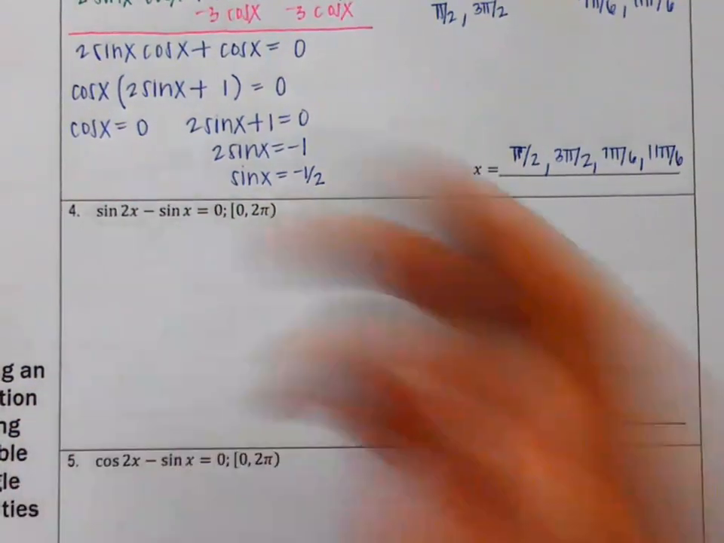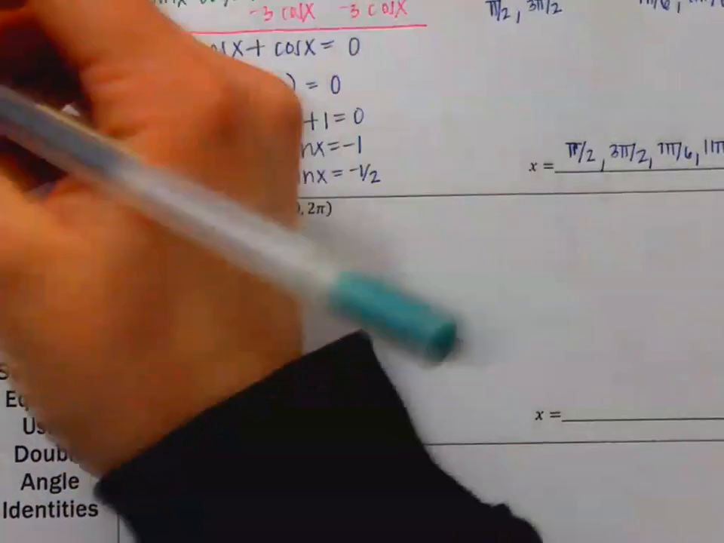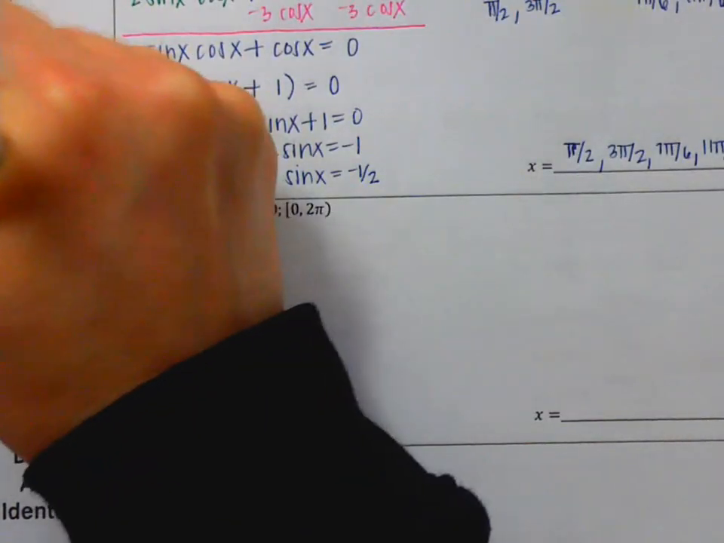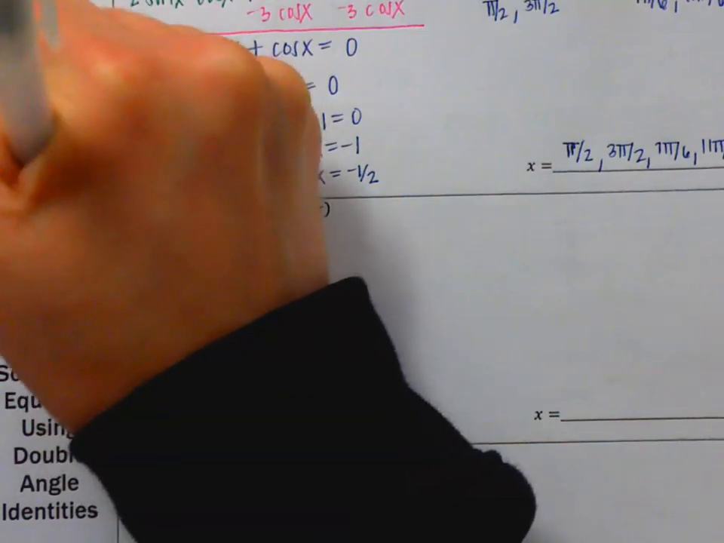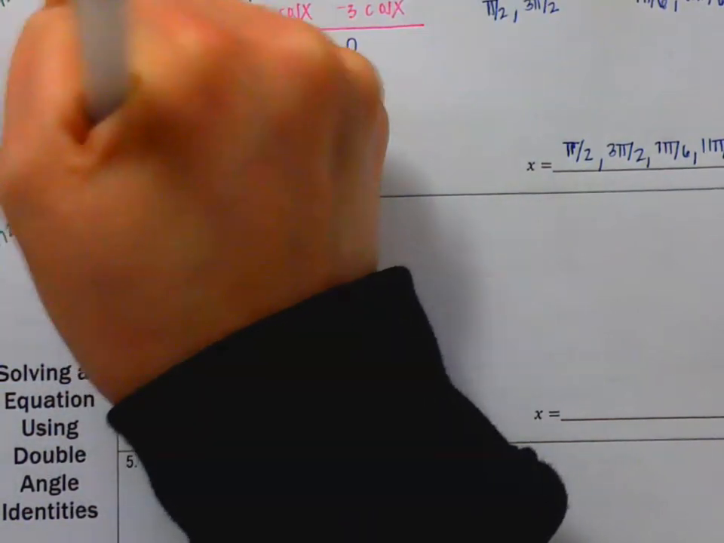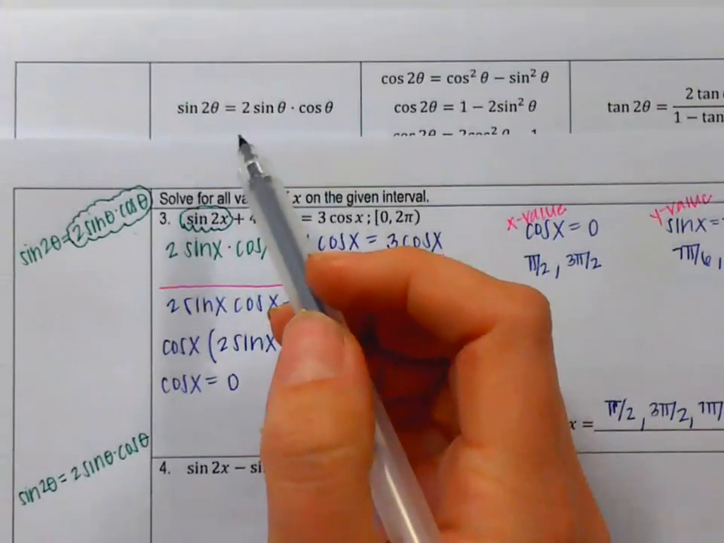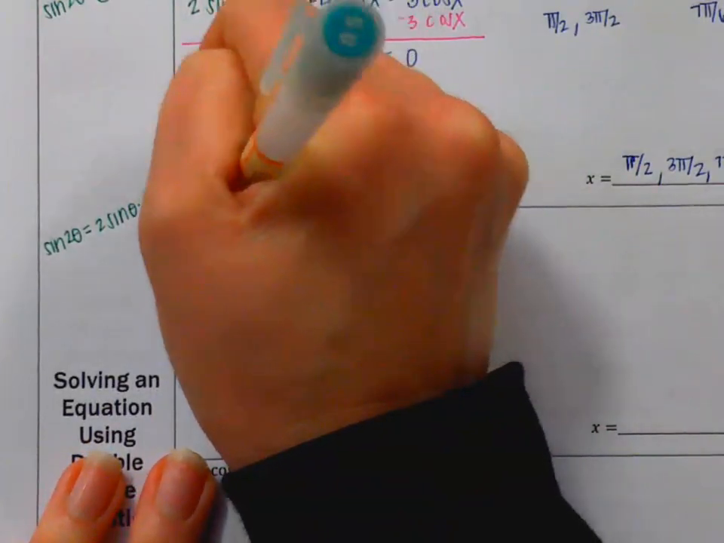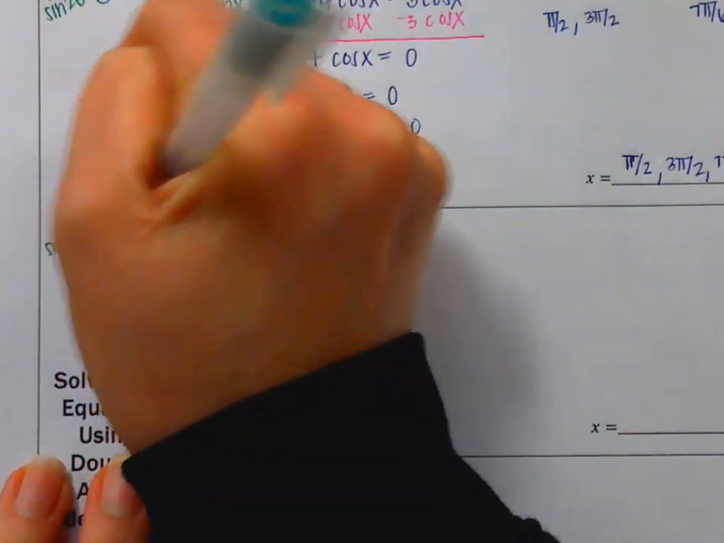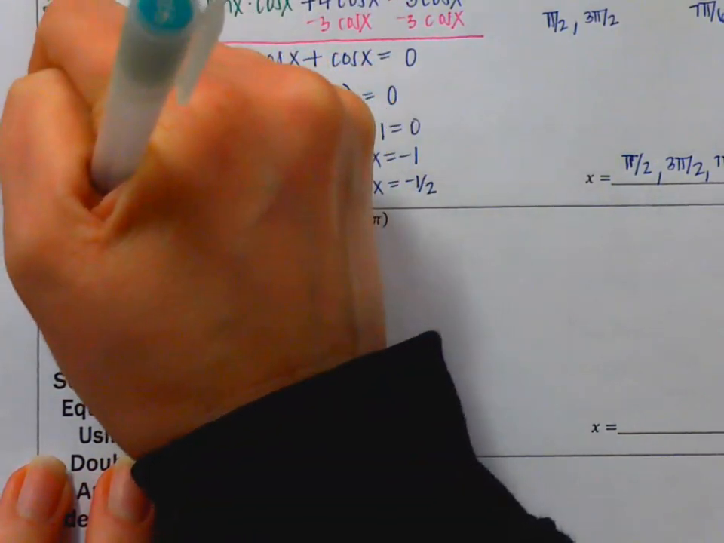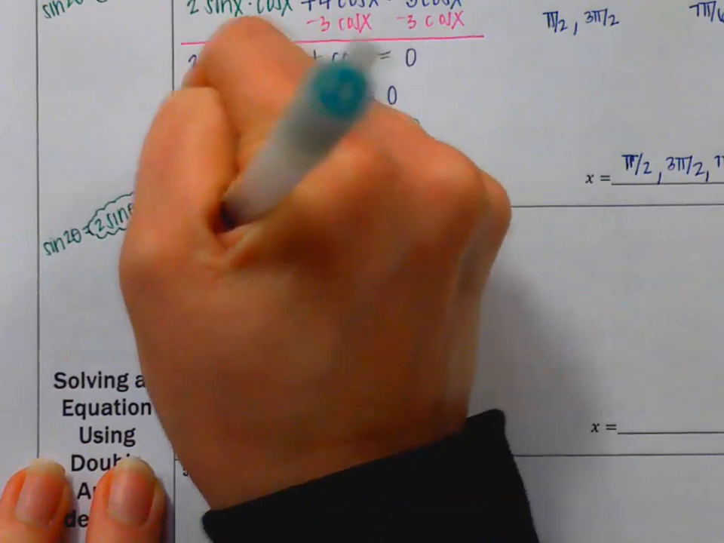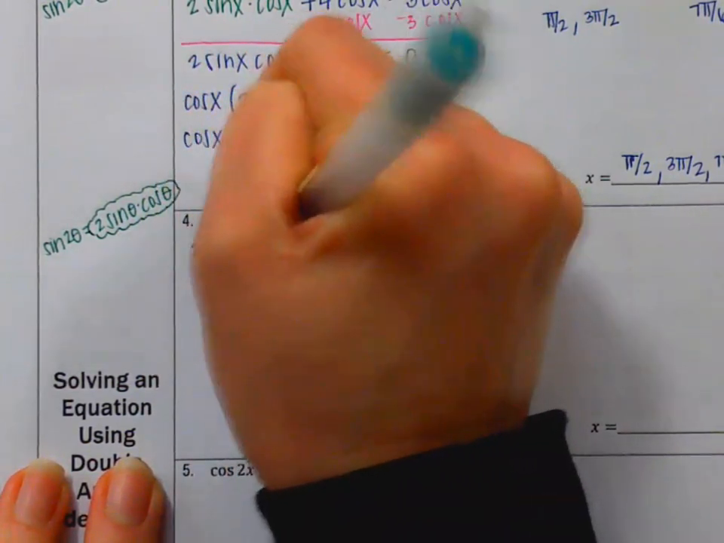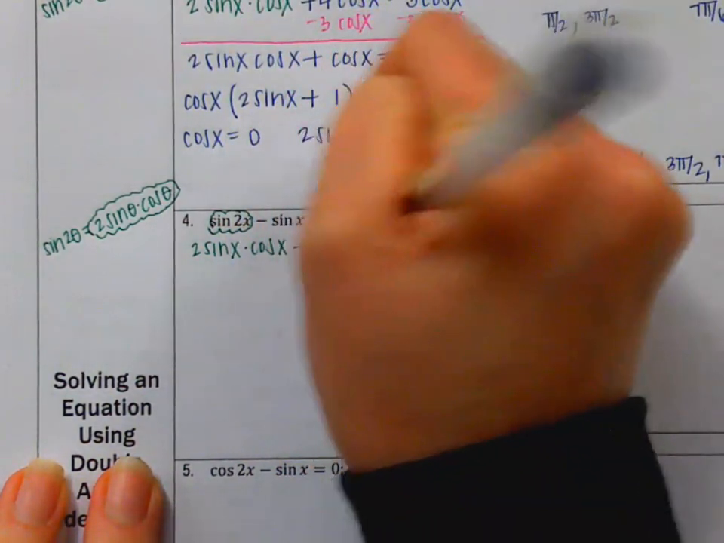Again, I see one of my double angle identities, so I'm going to use the formula. I'm just going to write it on the side. So that's sine of 2 theta is equal to 2 sine theta times cosine theta. Again, I'm just using the formula from up above. So I'm going to plug in sine of 2x, and then replace it with the singular values. So it's going to be 2 sine x cosine x minus sine x equals 0.